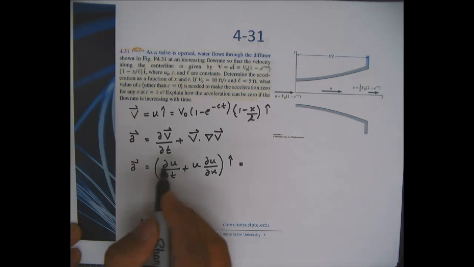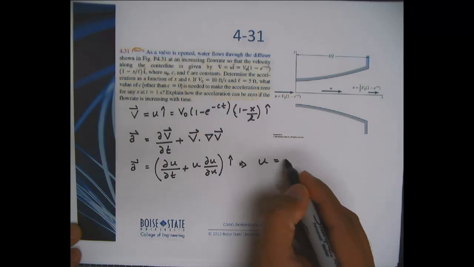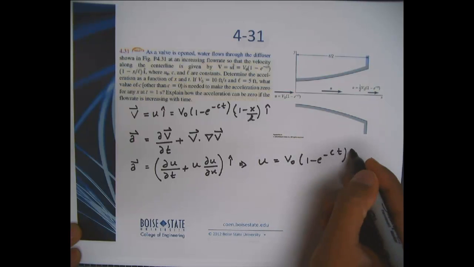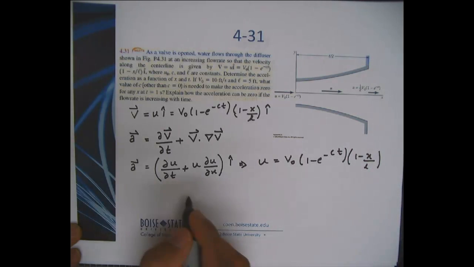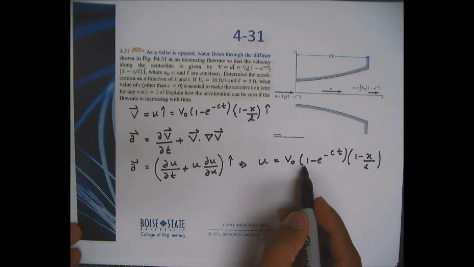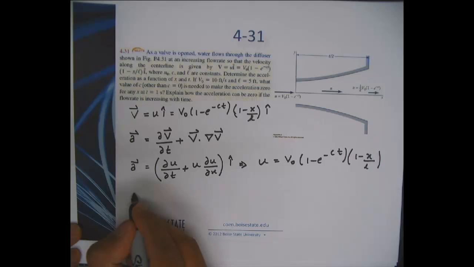Okay, and we already know what u is. If you compare it here, u is nothing but v naught times (1 minus e power negative ct) times (1 minus x over L). Okay, so now you have to determine these two terms here. First, you have to take a partial derivative of u with respect to t, and also the partial derivative of u with respect to x. So I'll let you do that.